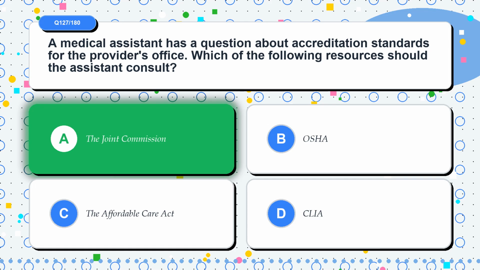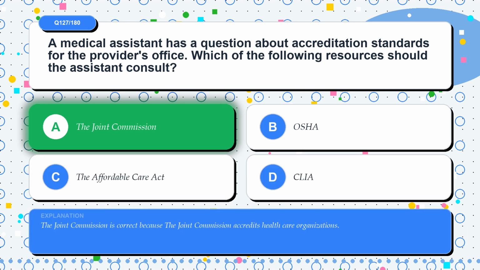The correct answer is option A. The Joint Commission. The Joint Commission is correct because the Joint Commission accredits healthcare organizations.